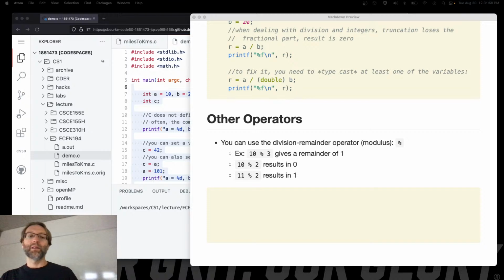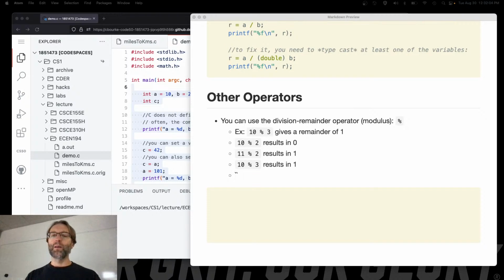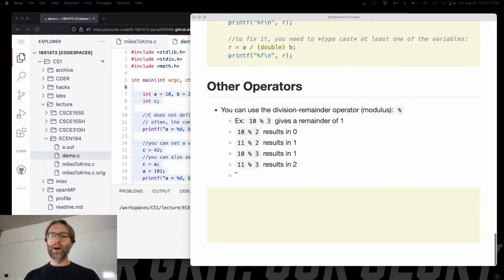Even or odd, right? What if you mod by something else? What if you go 10 mod 3? Well, we already did that one. It results in 1, we already said. What about 11 mod 3? Results in 2. Why? Because 3 goes into 11 3 times with a remainder of 2. What about 12 mod 3?